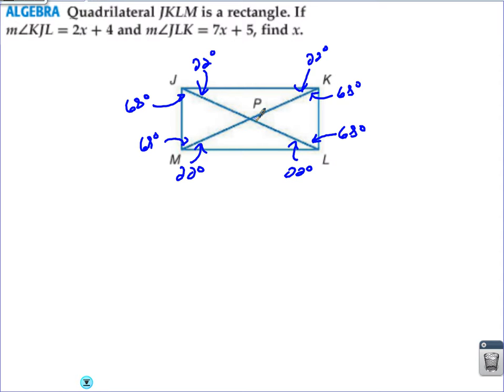If this is 22 and 22, that's 44. I believe that leaves you with 136. Because of vertical angles, this is 136. Because of linear pairs, that leaves this with 44. Or you could have added these two and subtracted from 180. If that's 44, this is also 44. So pretty much, if you've got a rectangle with diagonals, if you know one angle, you know them all. Okay.